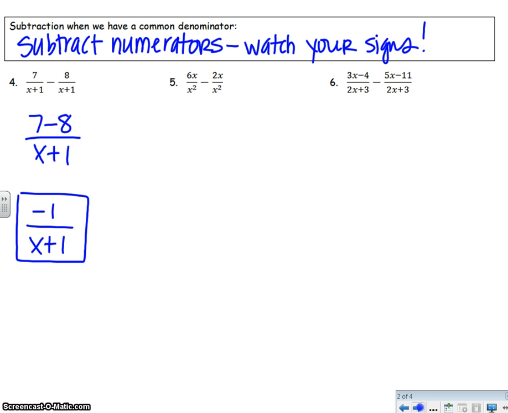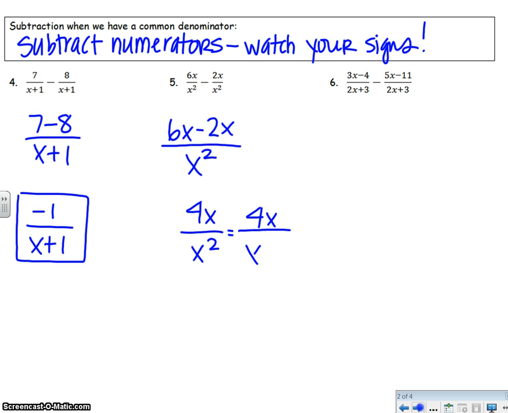Next, 6x minus 2x, and that'll be over x squared. So we have 4x over x squared. Now before we circle this answer, we have to make sure there's nothing that we can reduce out. And we have an x both in the numerator and the denominator, so we'll reduce that down to, ooh, look at that, she's breaking it down. We'll reduce it down to 4 over x.